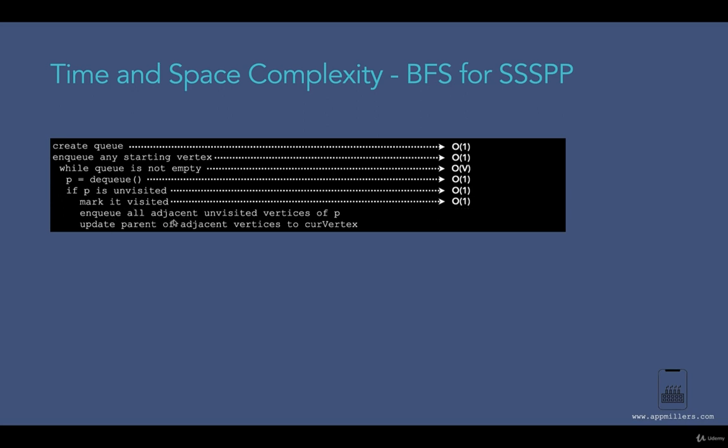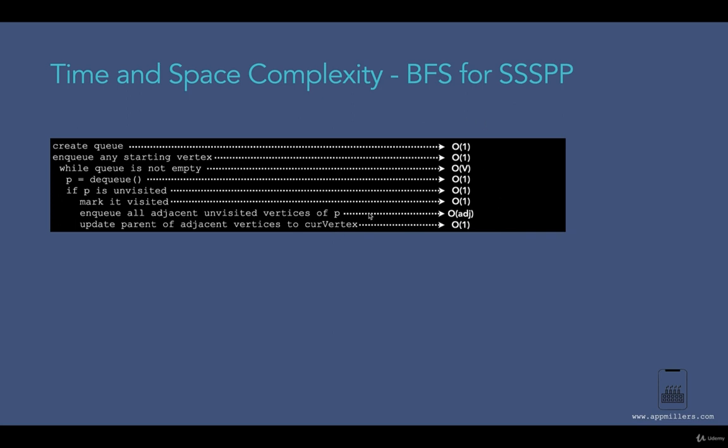Then we are going to enqueue all adjacent unvisited vertices of P to this queue. The time complexity for this line of code will depend on the number of adjacent unvisited vertices. That's why the time complexity will be O(ADJ), where ADJ is the number of unvisited adjacent vertices. Then we are going to update the parent of the adjacent vertices to the current vertex. This one also will take O(1) time complexity.